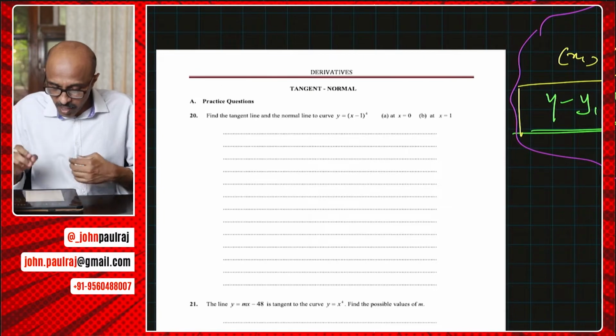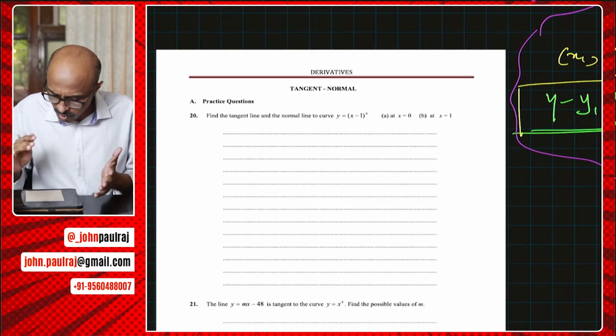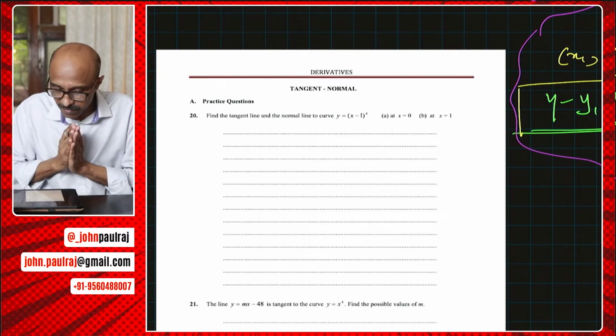It says find the equation of the tangent line and the normal to the curve y is equal to (x minus 1) to the power of 4 at the point x is equal to 0 and at the point x equals 1. We'll just take one of them and the second one should be in similar form.